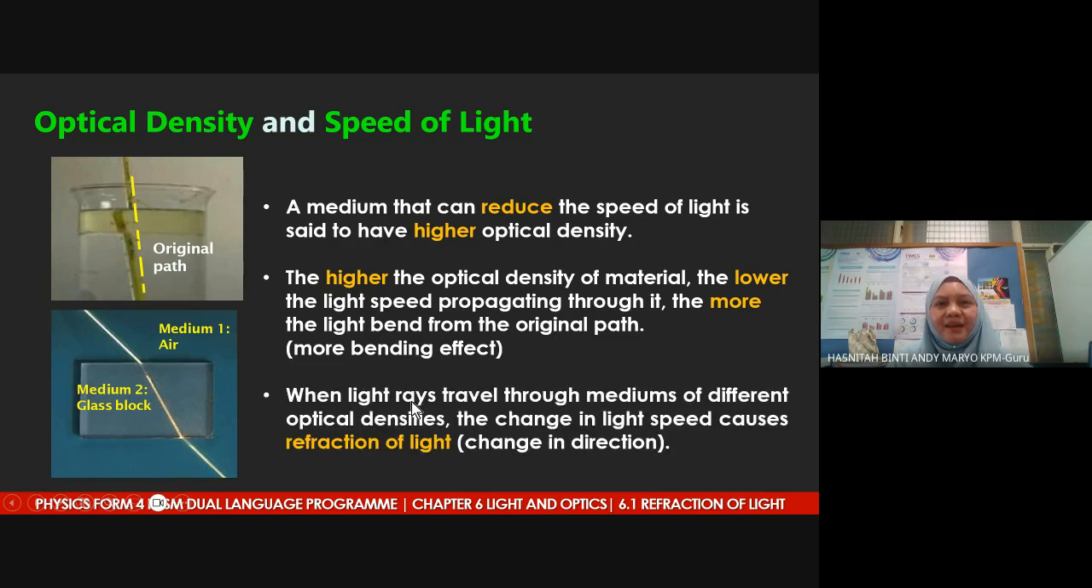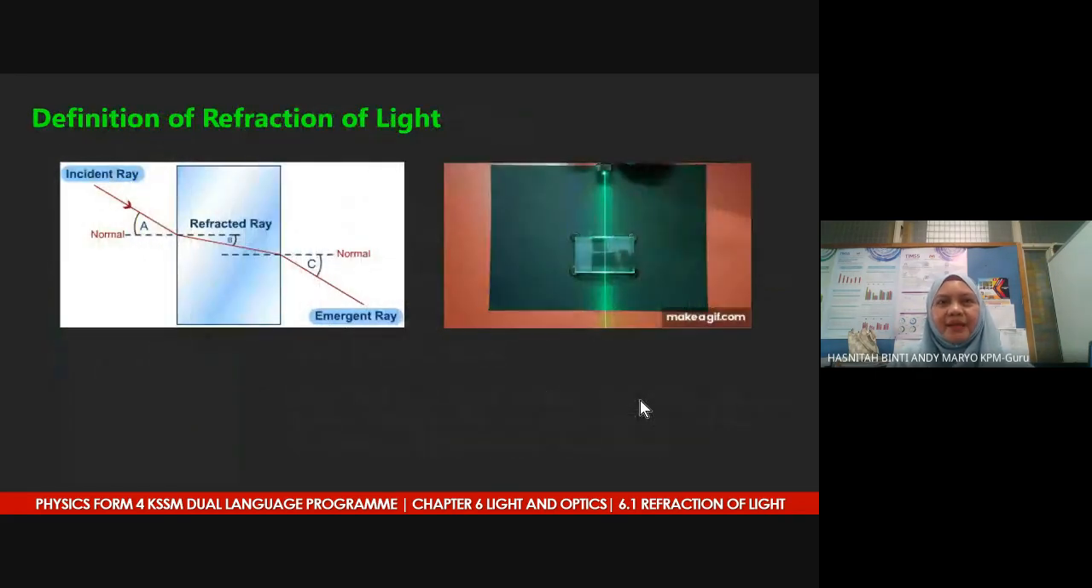So here, we can write the conclusion. When light travels through mediums of different optical densities, the change in light speed will cause refraction of light, which is the change in direction. So can you follow me so far until this point? We are getting closer to the definition of refraction of light. So we can write the definition now. Actually you can find this in your textbook.